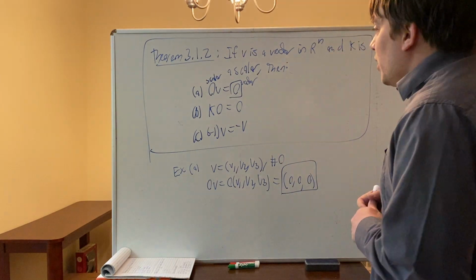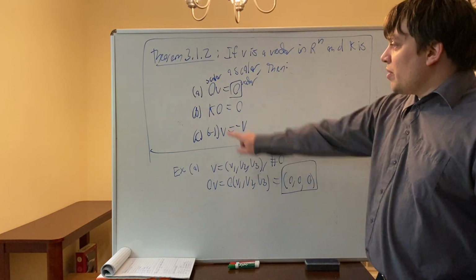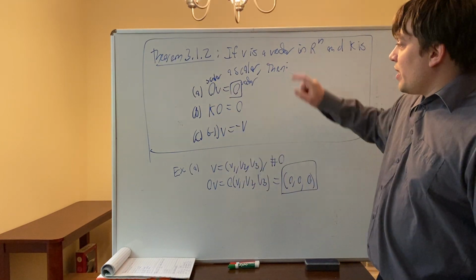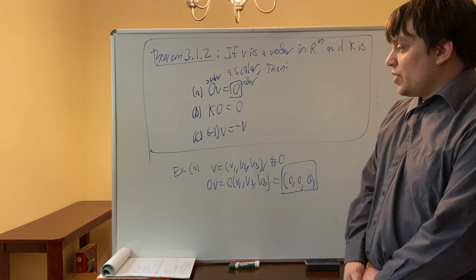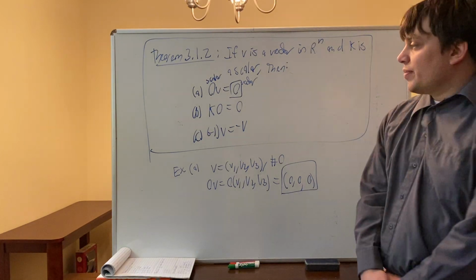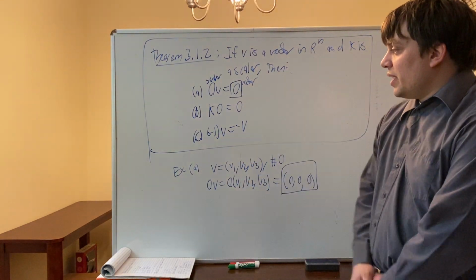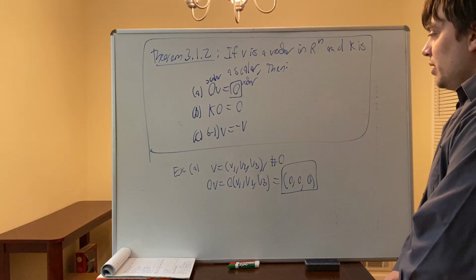Okay, so b, it's the scalar k times 0. And here I mean the vector 0 of n components. So k times the vector 0 with n components is another vector with n components, the 0 vector. And then negative 1 times v is just negative v, and we talked about that before.